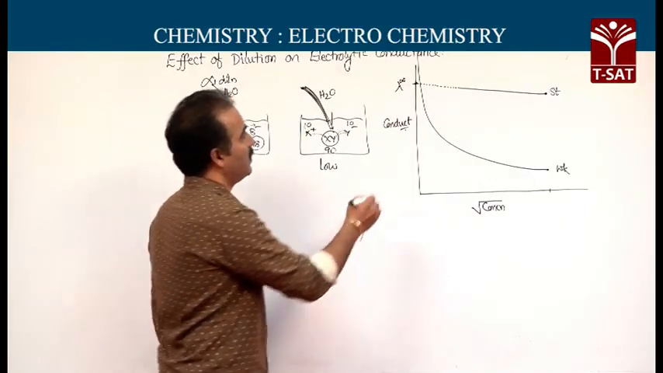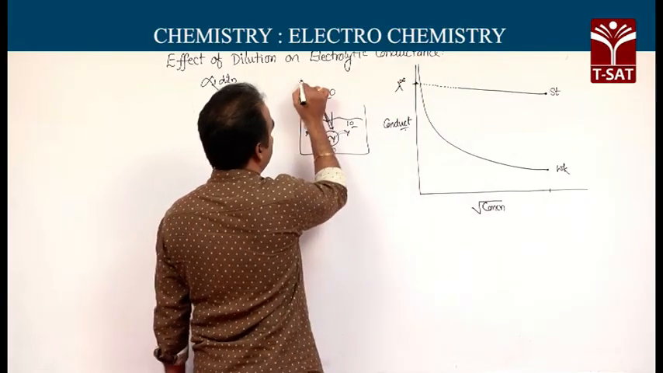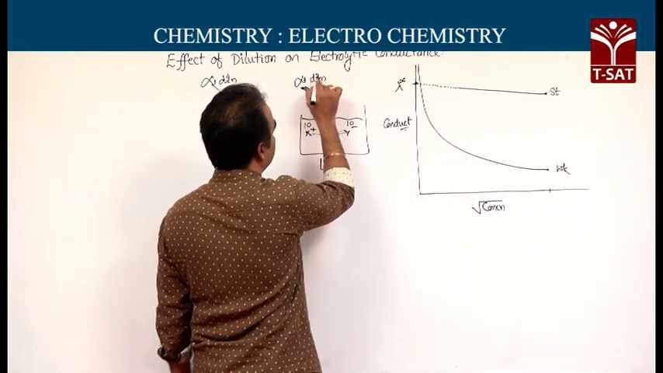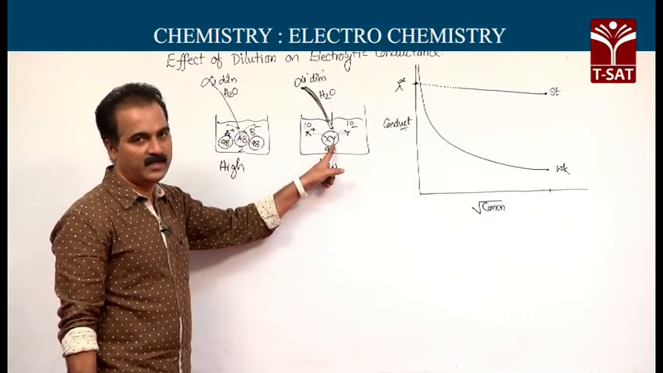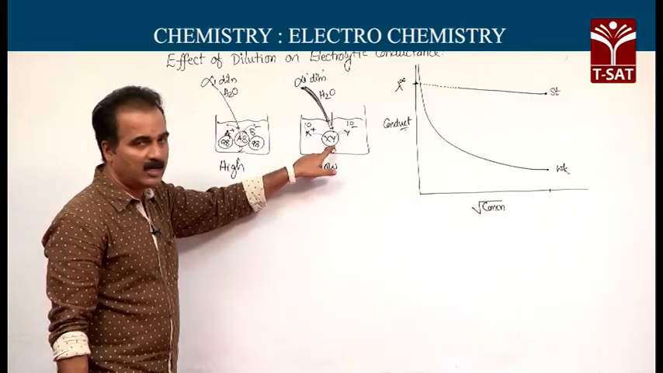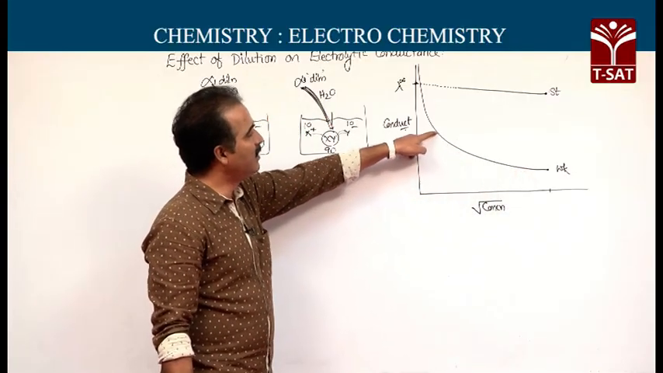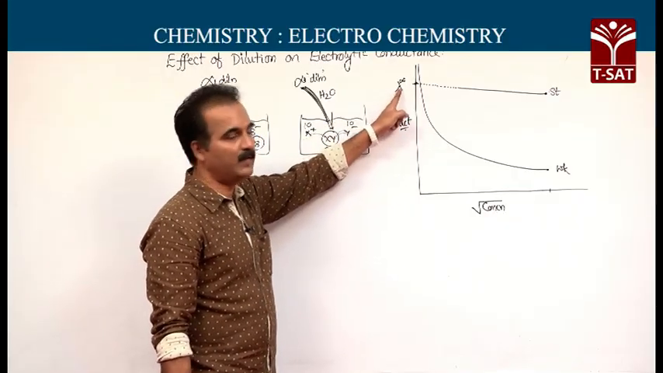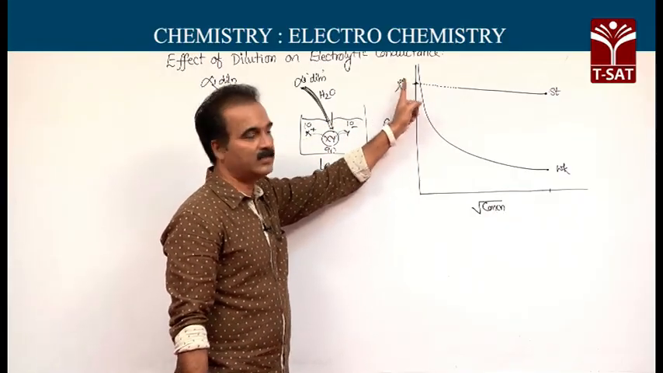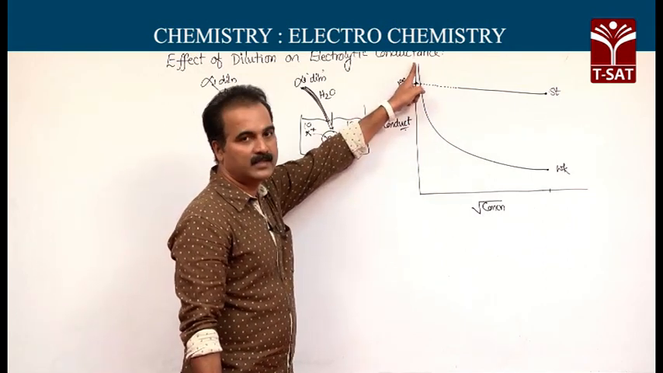So, for weak electrolytes, you cannot find conductance at infinite dilution. At infinite dilution, what is the conductance of this electrolyte? You cannot find. Reason? You cannot add infinite amount of water, and you cannot find this line intersecting the conductance axis at any point of time, just like strong electrolyte. As strong electrolyte is intersecting, weak electrolyte is not intersecting at all.